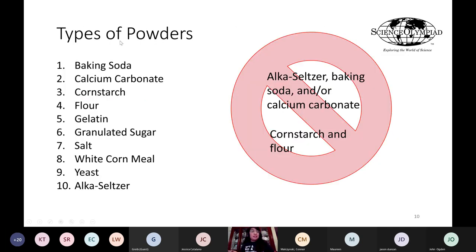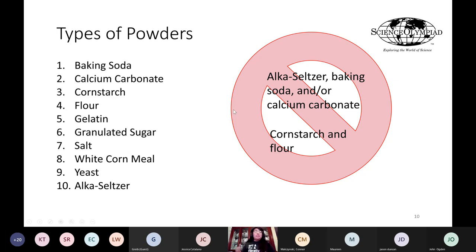And the types of powders that are available to them are as follows. They can have baking soda, calcium carbonate, cornstarch, flour, gelatin, granulated sugar, salt, white cornmeal, yeast, and Alka-Seltzer. And since there are some combinations that are very similar when trying to react them with the liquids or seeing what they look like, we will never have the combination of Alka-Seltzer, baking soda, and/or calcium carbonate within any cup, as well as cornstarch and flour.